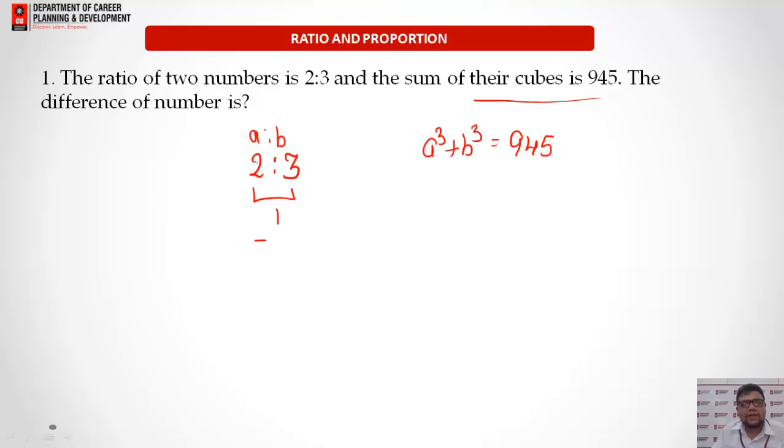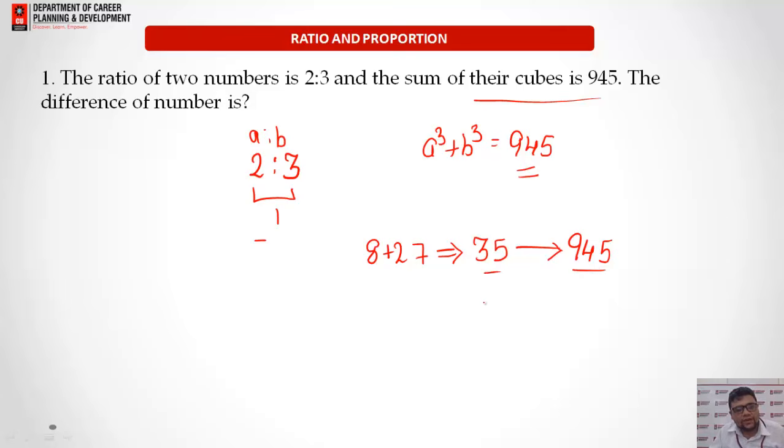Okay. So if I find A cube, so 2 cube, that is 8, then 3 cube, that is 27. So the total parts are how much? Total parts are 35. 27 plus 8, that is 35. So there are a total of 35 parts, and these 35 parts are representing the value which is given to you as a total, which is 945. 35 parts are representing 945, and we just have to find the value of the one part.